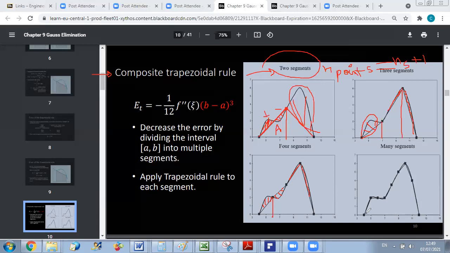How many segments do I have here? I count the points: 1, 2, 3, 4, 5, 6, 7, 8, 9. 9 points means 8 segments. So with 8 segments, I was able to have a very good prediction of the integration.